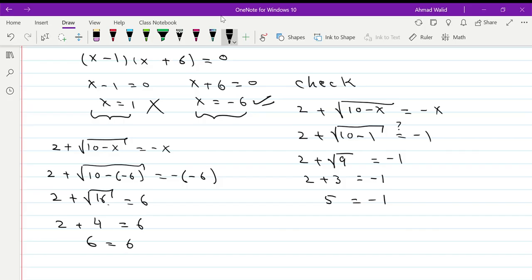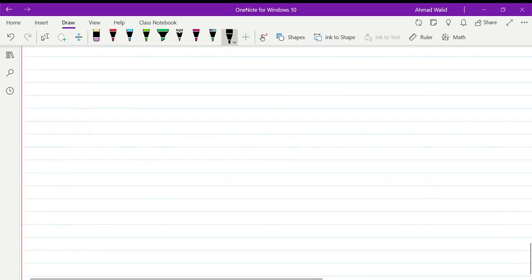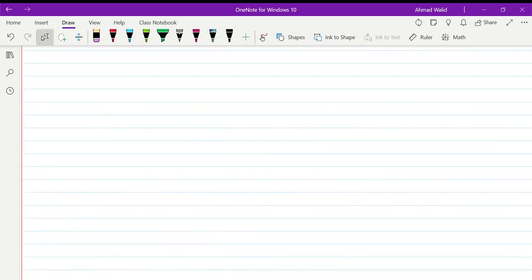Correct? One more example. Then I'll stop the lecture. I'll cover another type also for you. Let me take another one for you. The one that has 2 square roots on one side. Let's do one of those. They are longer, but they are not difficult. Let's focus on this example.